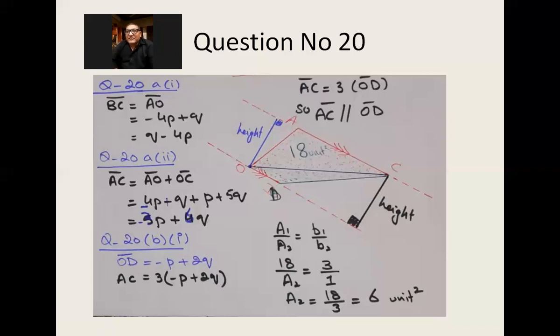So I know the ratio between their bases: AC is 3 times OD. This is triangle 1, and its area is 18, I know that. Triangle number 2, ODC, I want to find out. The base of this is, if it's 3, this is 1. That's the ratio we just proved in the last part. So 3 by 1, cross multiply it. So A2 will be equal to 18 by 3, and that will be 6 unit squares.